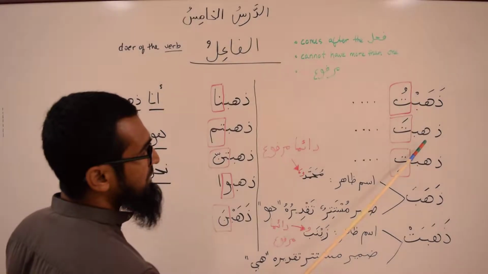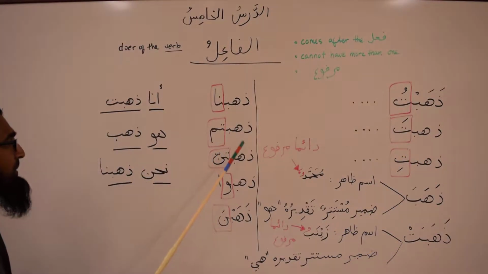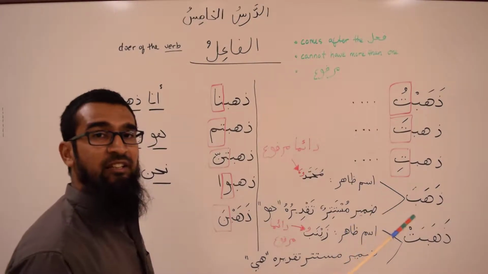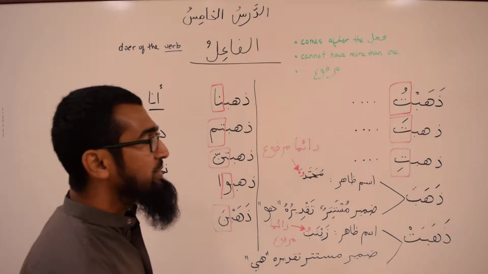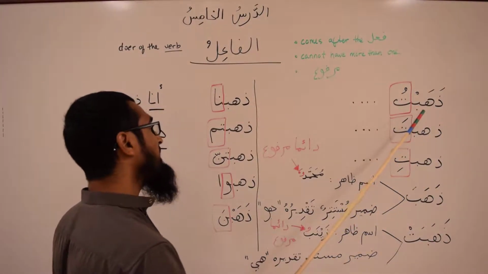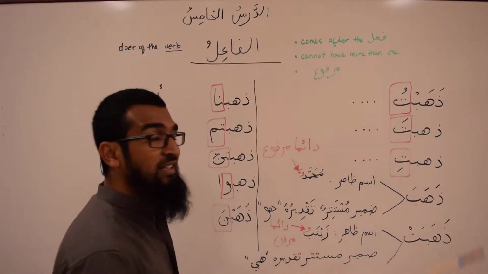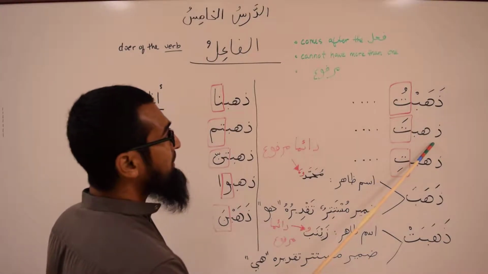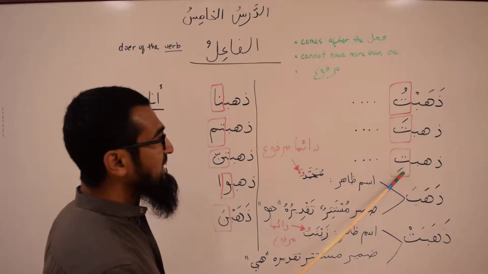ذهبت, ذهبت, ذهبتي, ذهب, ذهبت, ذهبنا, ذهبتم, ذهبتن, ذهبوا, ذهبنا. Okay? So in red you will see all of the fa'ils. So when you say ذهبت, which means I went, ذهب is the verb, the tu, ذهبت, which is in red, is the fa'il. Okay? ذهبت, the ta is the fa'il. ذهبتي, the t is the fa'il.